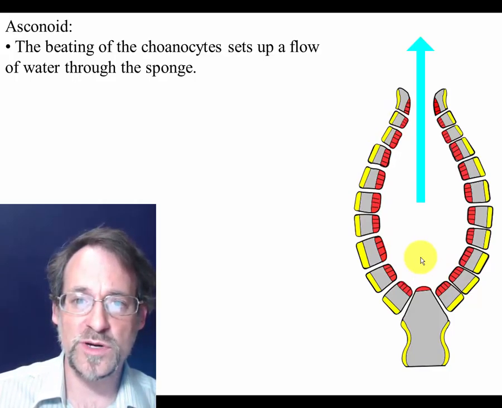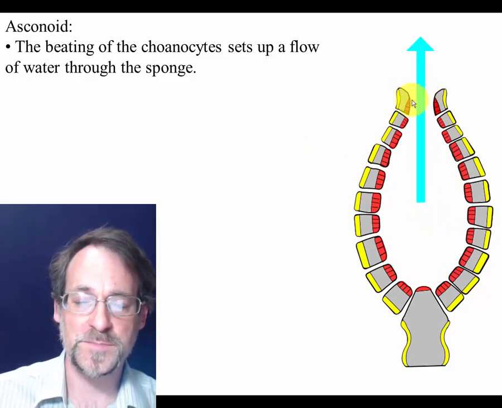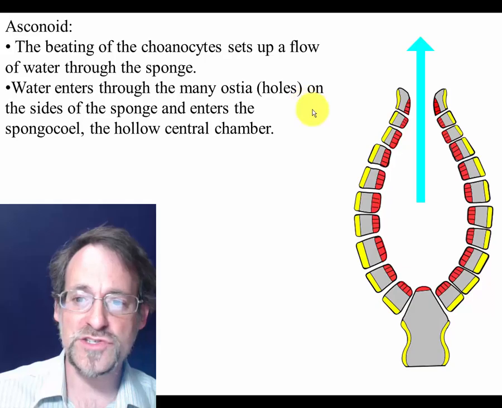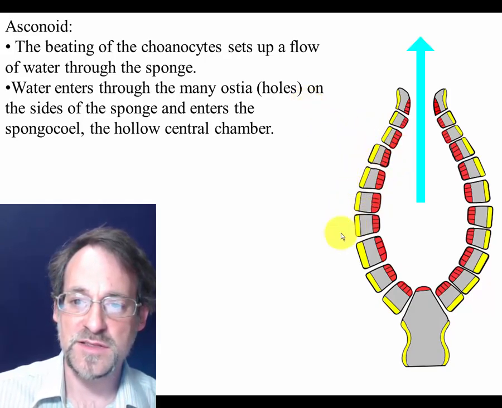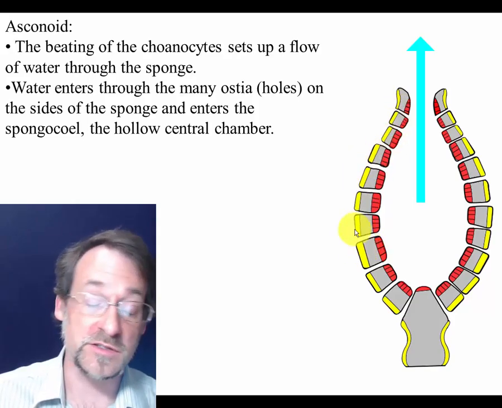In the asconoid sponges, as these choanocytes set up a flow of water through the sponge, it pushes the water out of this large opening here. That causes water to flow in through these smaller openings along the sides. These holes on the sides are called ostia. You don't need to know that.